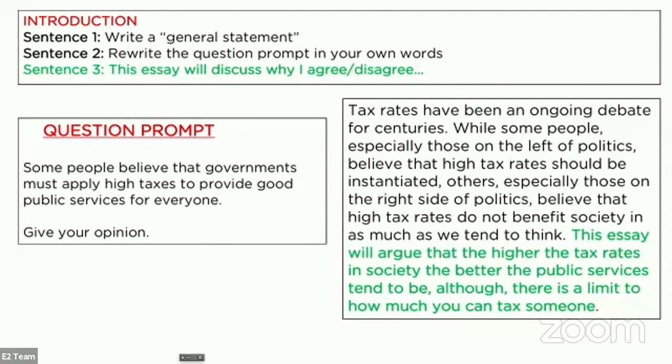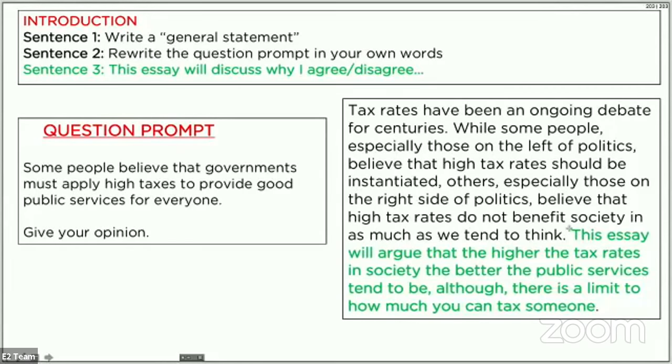This essay will discuss why I agree, disagree. This essay will argue, you can change the verb, will argue that the higher the tax rates in society, the better the public services tend to be, although there is a limit to how much you can tax someone. Now, what I've done here is clever.